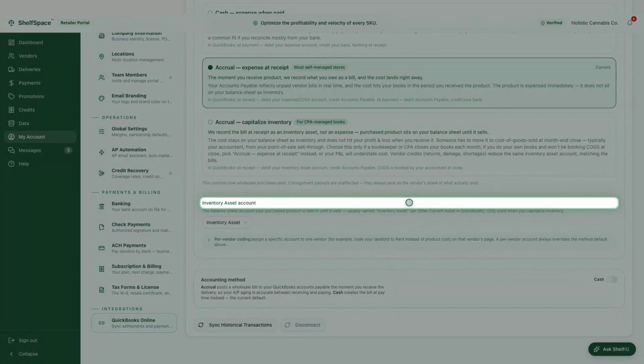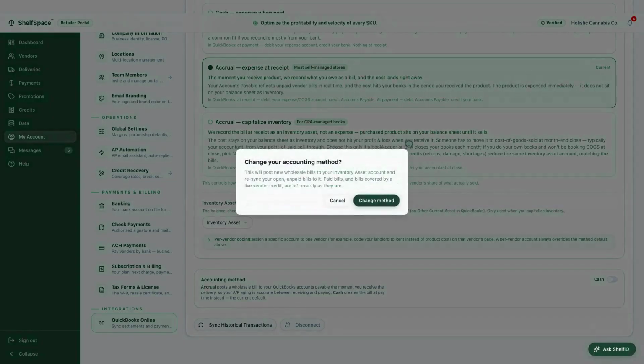To turn it on, you point at one account, the inventory asset account your purchased product is held in until it sells. It's usually named exactly that. Then you choose Capitalize Inventory.